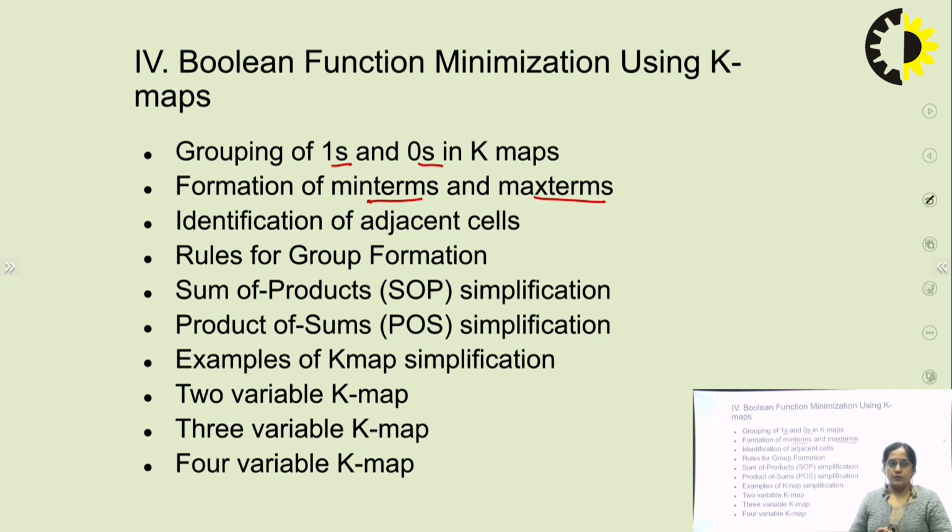We have group formation rules, and after the group formation rules, we have the simplification in SOP and POS form. Now in this lecture, we are going to discuss SOP and POS forms with an example of K-map simplification. We can have a 2 variable, 3 variable, or 4 variable K-map. But in this particular lecture, I am going to cover the 4 variable K-map, as it is more useful, because in case of 2 variable and 3 variable, we can go with Boolean algebra theorems or postulates.